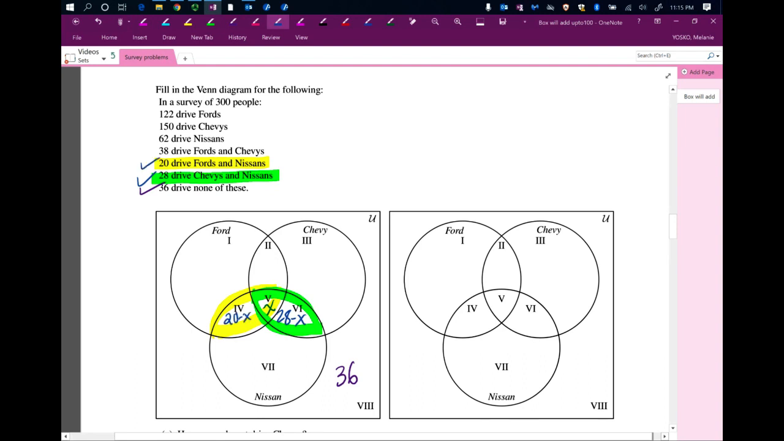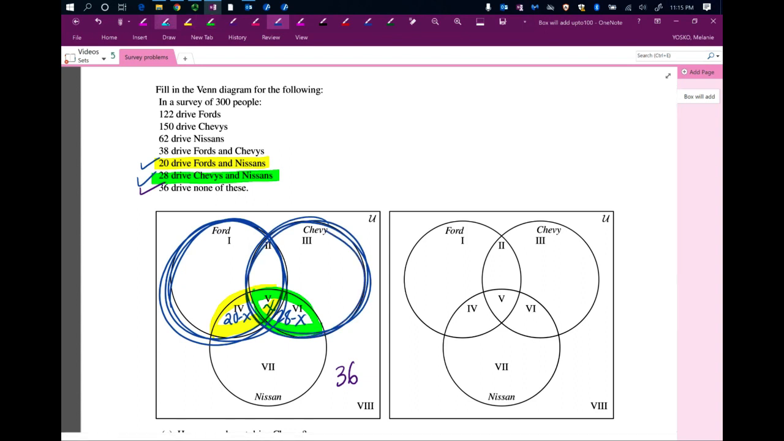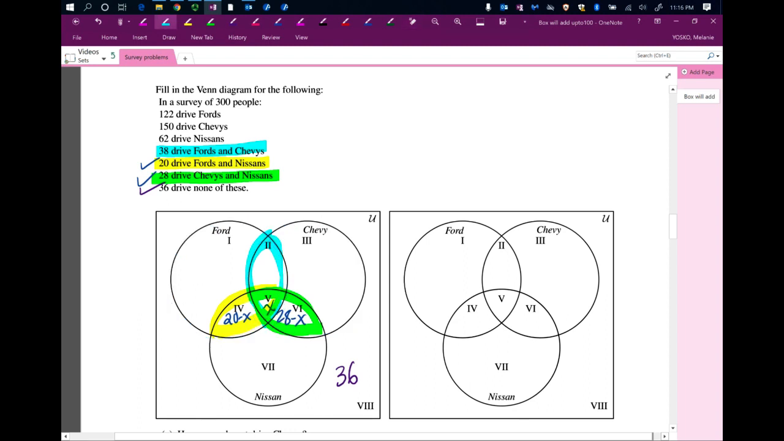And then 38 drive Fords and Chevys. So here's the Ford circle. Here's the Chevy circle. Fords and Chevys. Those two regions right there. Both of these regions add up to 38. So hopefully you're starting to get the drill now. This is 38 minus X.